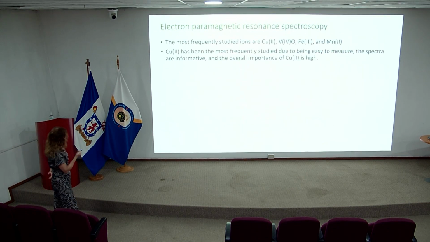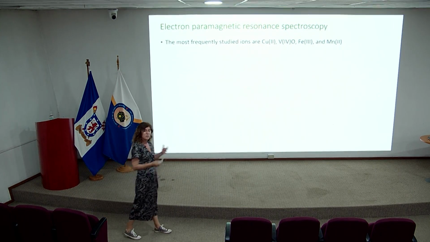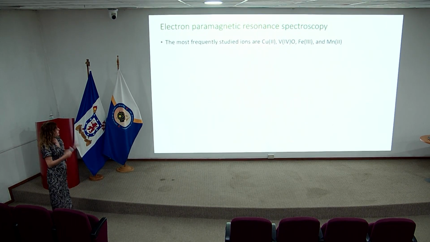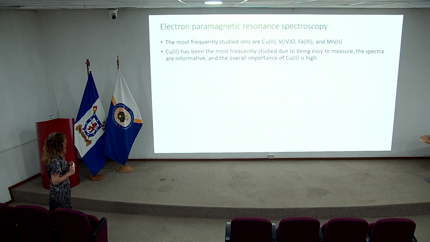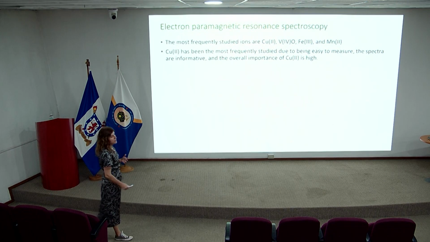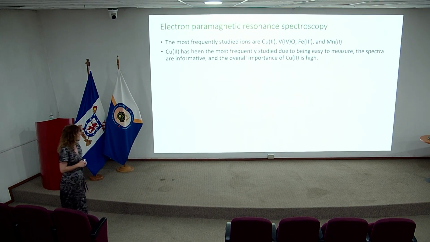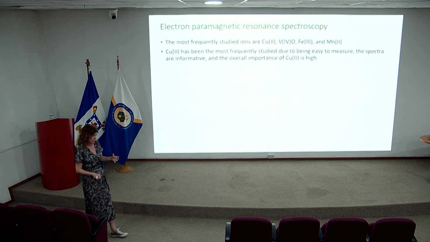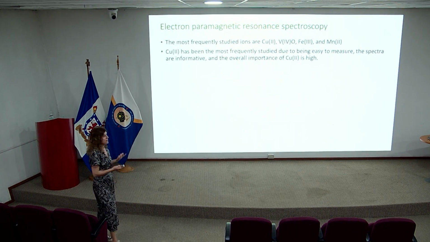Okay, I think I'm going backwards. Okay. So the most frequently studied nuclides by EPR are copper, vanadium, iron-3, and manganese. Copper is the most frequently studied because its spectra are really simple to measure and they are very informative. And in general, copper is a very important metal, not only in biological applications, but also in catalysis and so many other fields.